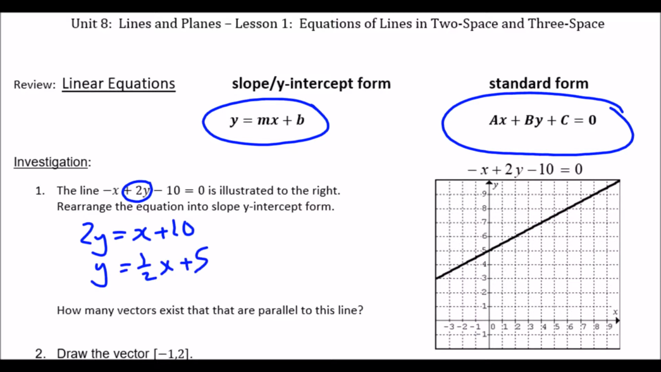How many vectors exist that are parallel to this line? Well, there are infinite. I could have that vector there, that vector there, that tiny vector there. So these are all vectors that are parallel to the line. So infinite.